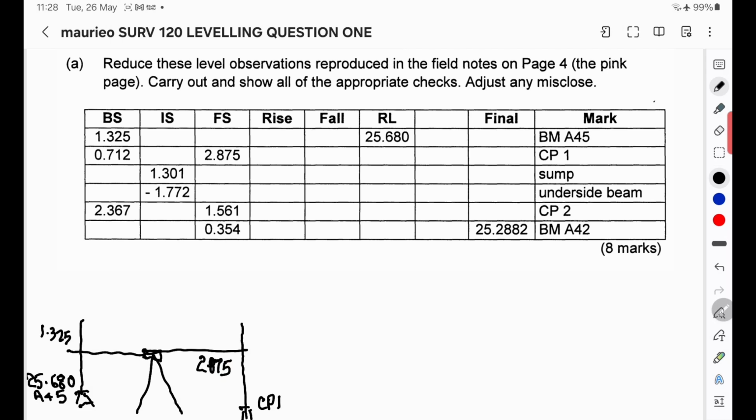Okay, so if we take our backsight 1.325 and we subtract our foresight 2.875, we get a fall, negative 1.550. So, yep, it's a fall. And if we subtract that from the RL, we get 24.